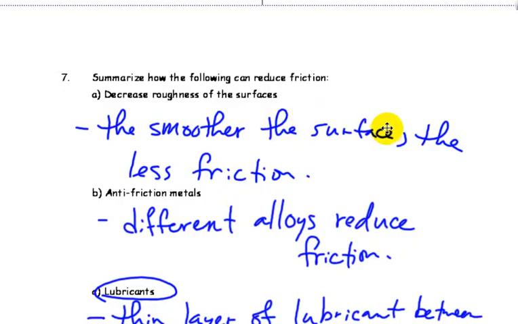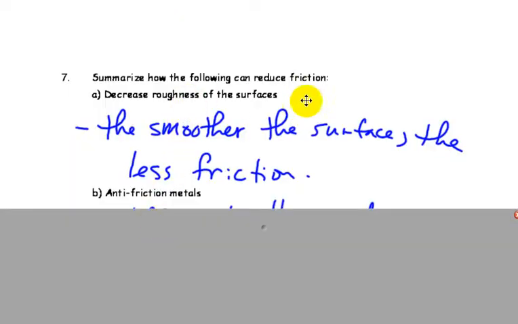So summarize how the following can reduce friction. So a couple of things there. If you decrease the roughness of the surfaces, the smoother the surface, the less friction. So for example, Hot Wheels cars and tracks. Those smooth tracks and the wheels of the cars minimize friction, so a Hot Wheels car can go for a long distance as opposed to being slid on the floor or on a wood surface.